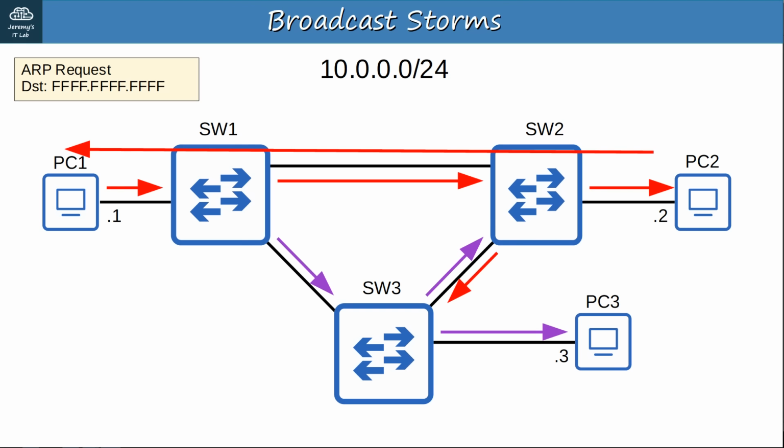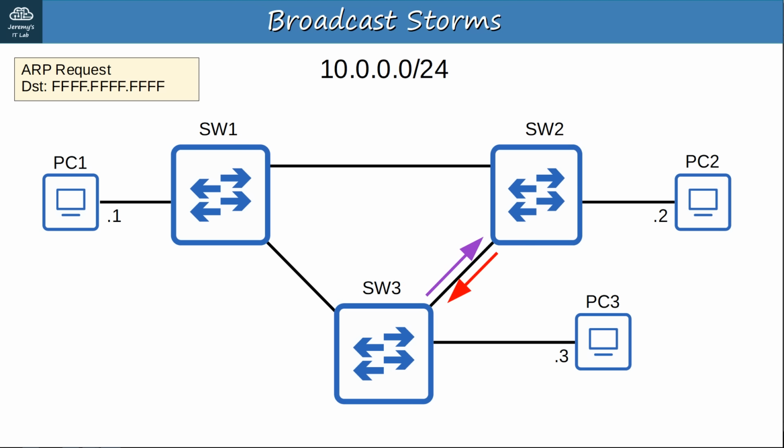All good? Actually, no, not all good. Although PC2 received the ARP request and sent its reply, these broadcast frames still remain on the network. I've cleaned up the arrows so you can see this easier. As I just said, PC2 received the ARP request and sent the reply, but what about these broadcast frames in the network? The switches will continue flooding them. So what will happen after this?